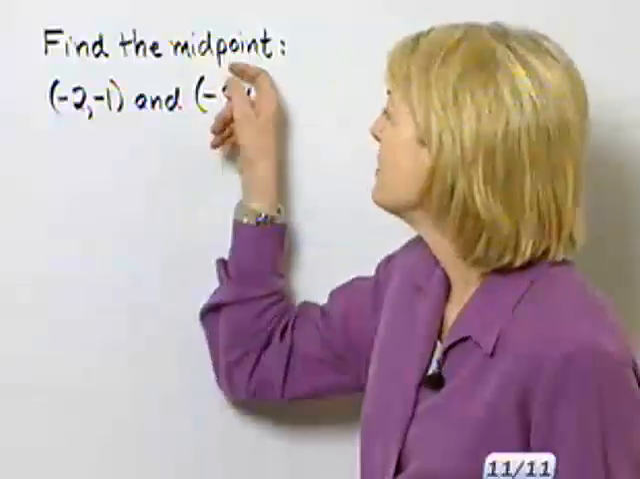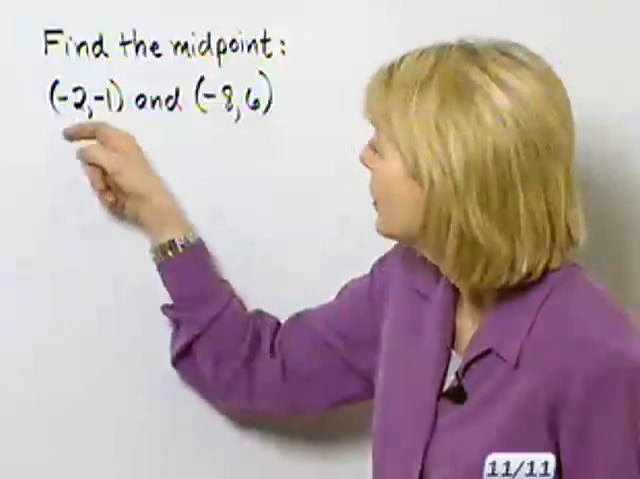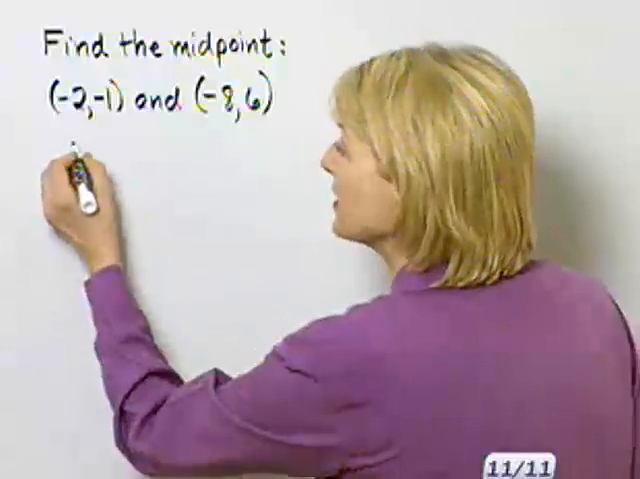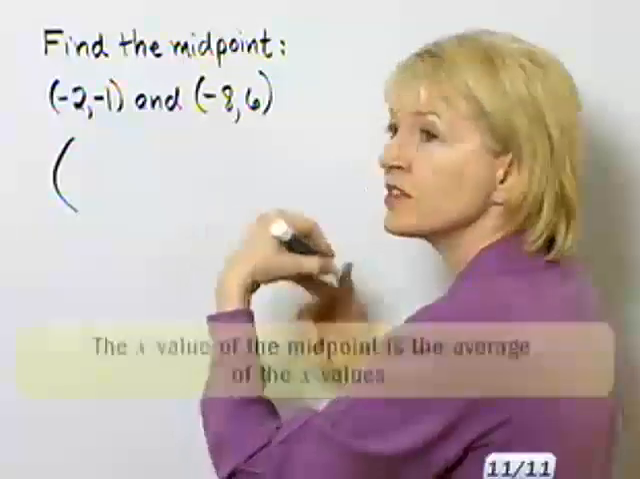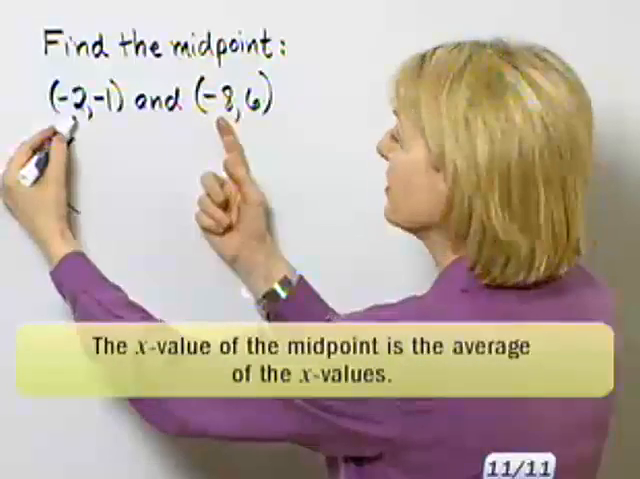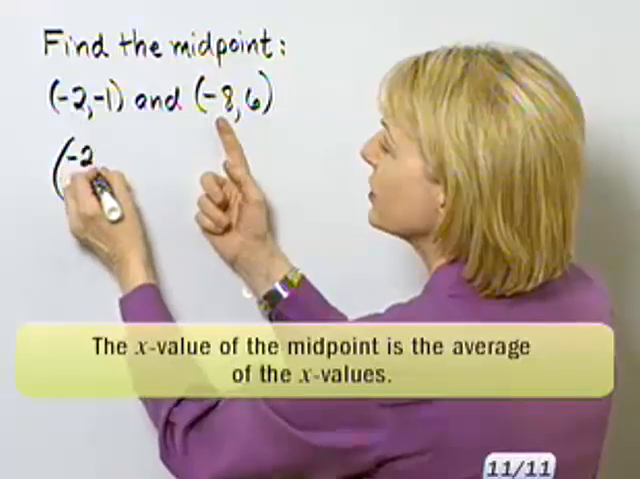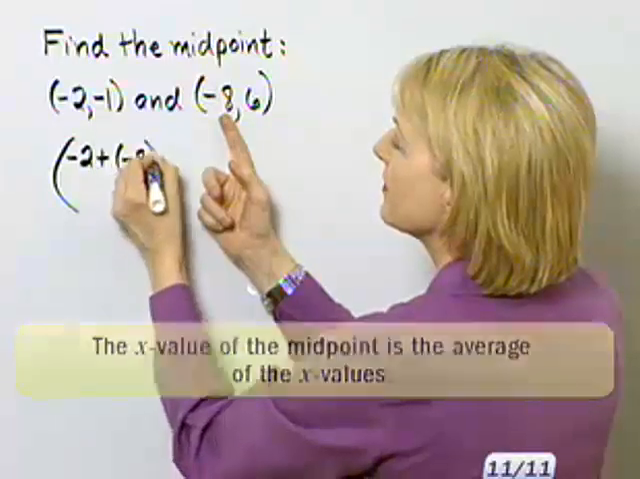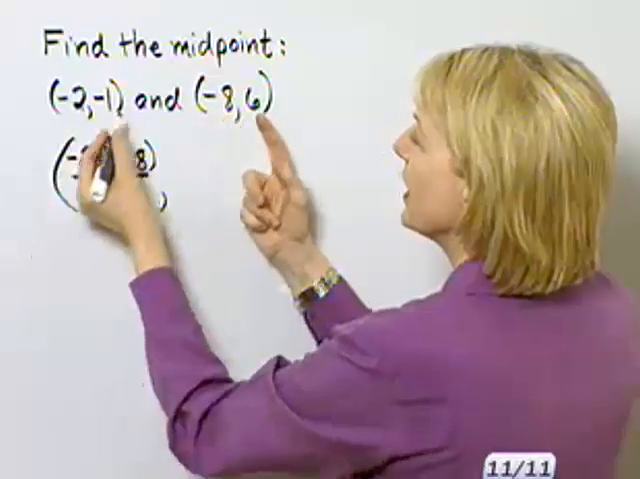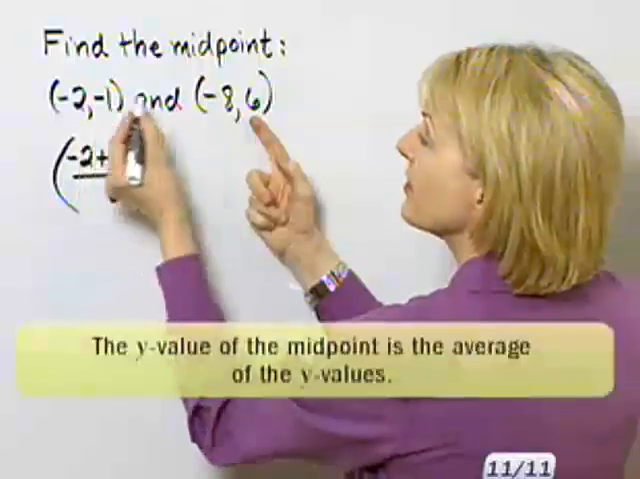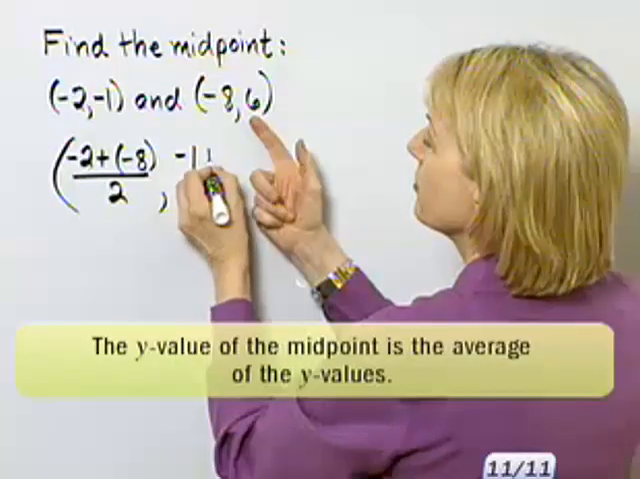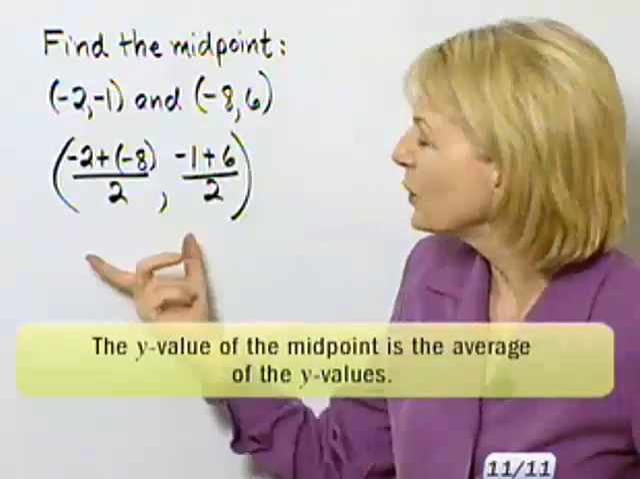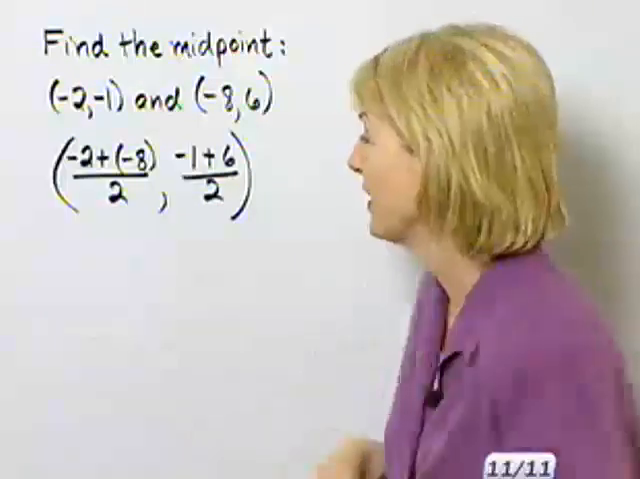So let's find the midpoint of the line segment with these points as endpoints. And that midpoint then is the x value, just think average, is the average of the x values. And to find average, you add, so this x value plus this x value over 2, and then let's take the average of the y values. That y value plus that y value all over 2. We need to simplify, but that is the midpoint.